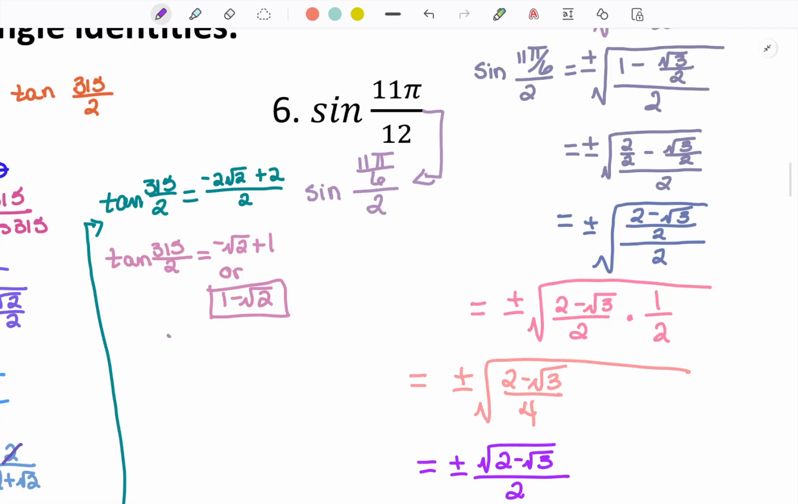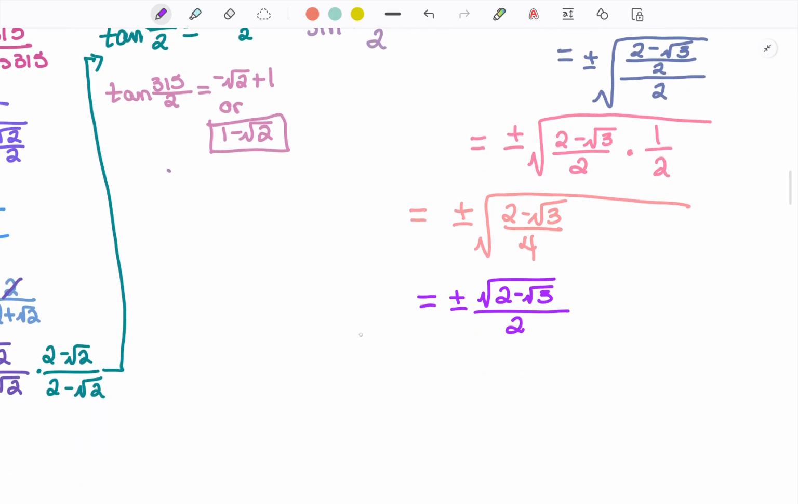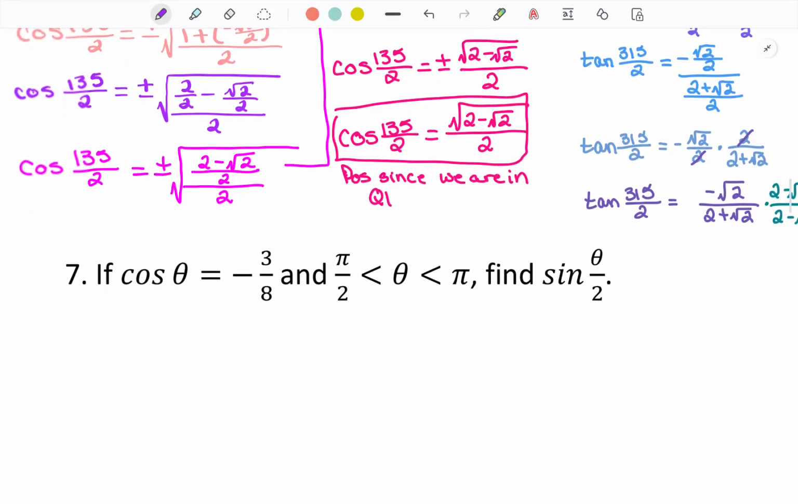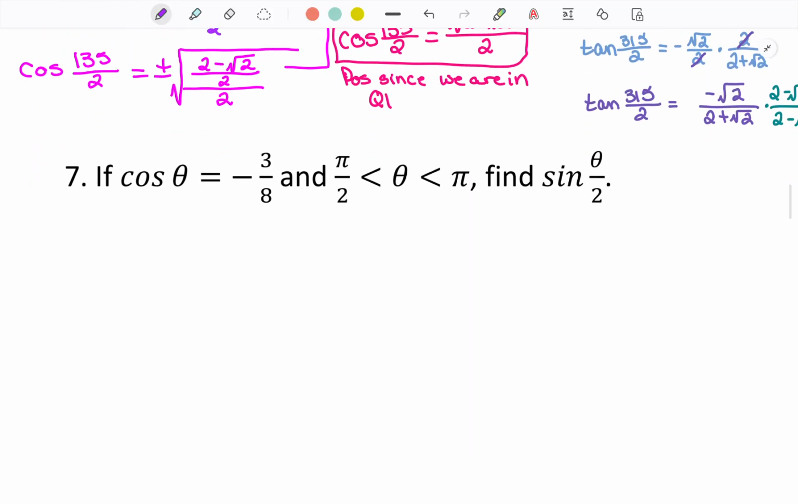So 11 pi over 12 is in quadrant 2. Sine is positive in quadrant 2. So we have the sine of 11 pi over 12 is a positive square root of 2 minus the square root of 3, all over 2. Okay, so let's look at some more simplifying.